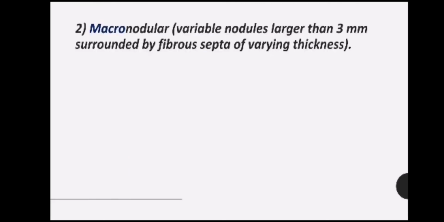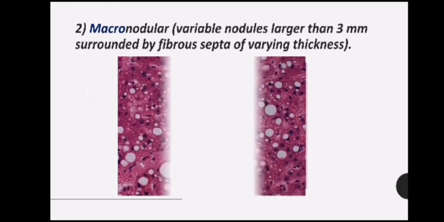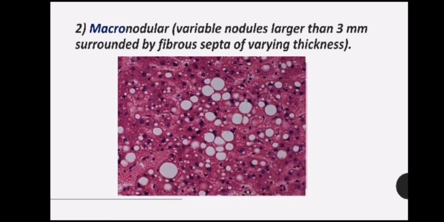Type 2, macronodular cirrhosis, or what is called post-necrotic cirrhosis. The nodules here are variable in size with normal histological appearance. The nodules are larger than 3 mm and surrounded by fibrous septa of varying thickness. This is seen in post-hepatic cirrhosis.